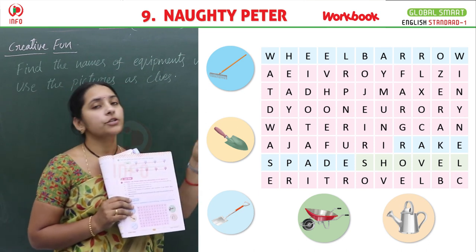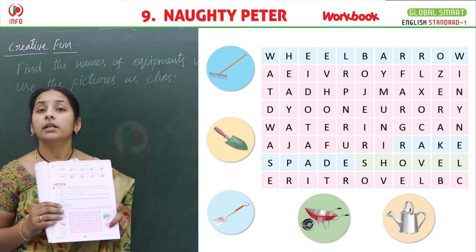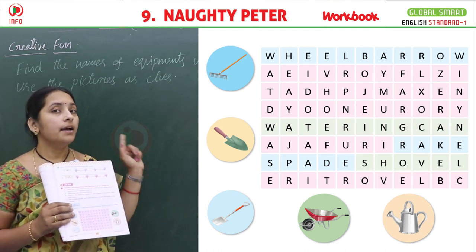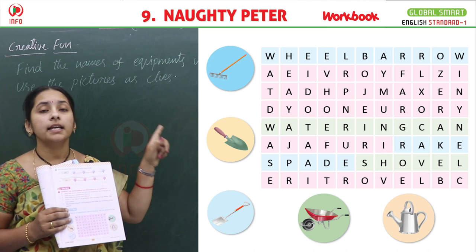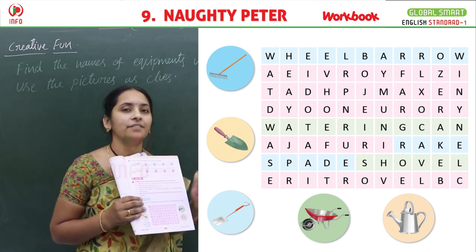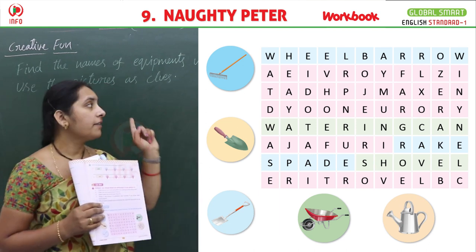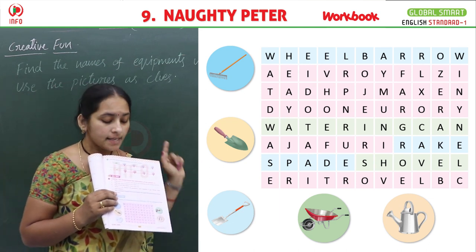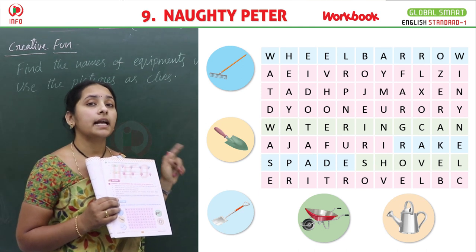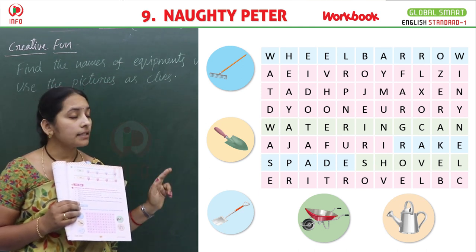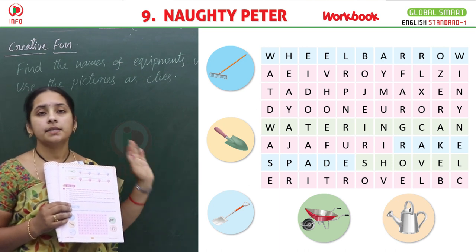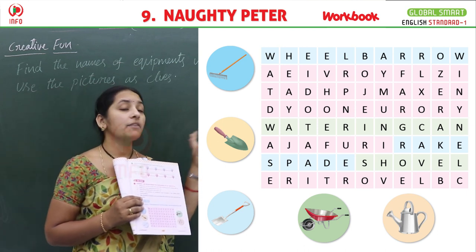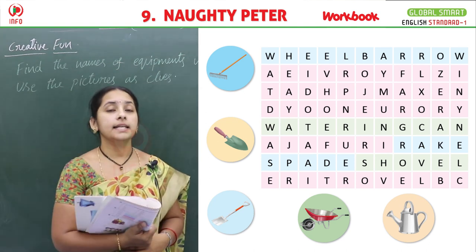Both we have, spade and shovel, and what is left over? Watering can. Where is it? Find it. Yes, in the 5th line total. If you see the 5th line, W-A-T-E-R-I-N-G C-A-N, the 5th line is total watering can. First line total wheelbarrow. 5th line total watering can. 6th line last 4 letters rake, R-A-K-E. And 7th line spade and shovel. S-P-A-D-E spade, one word, and shovel. So give different colors to these words, then you can easily find them.